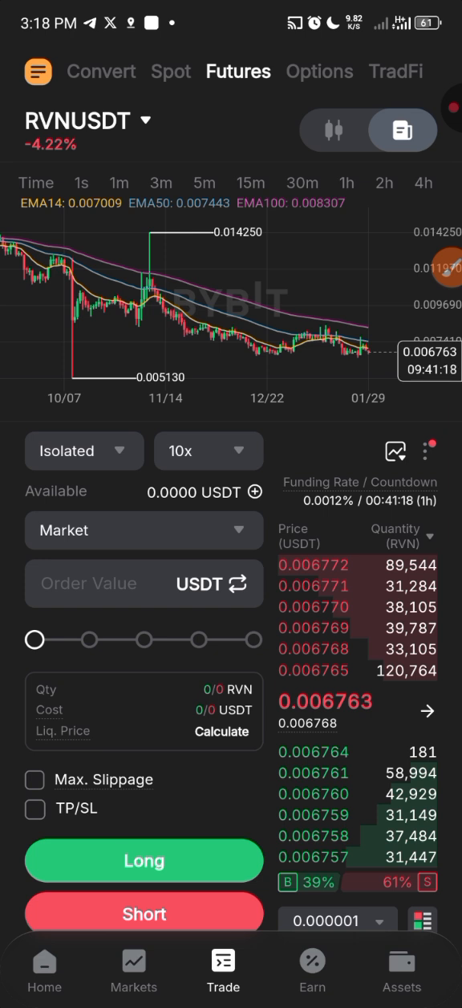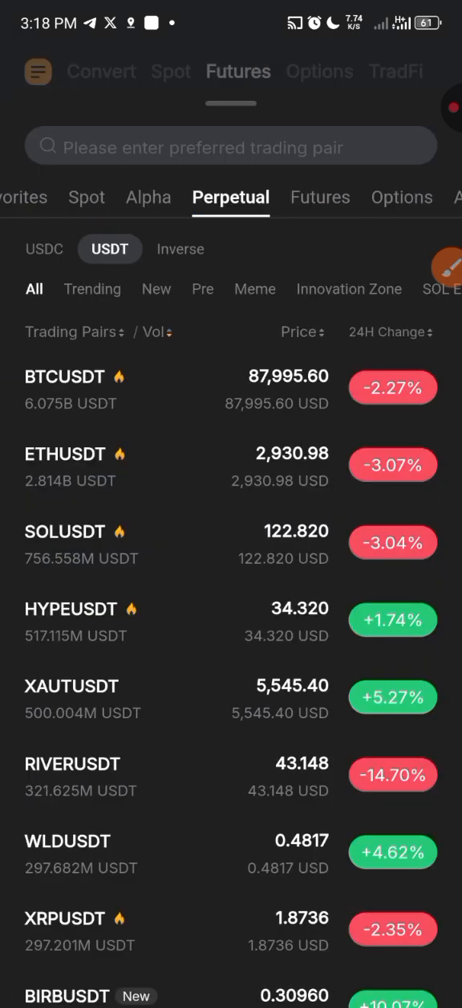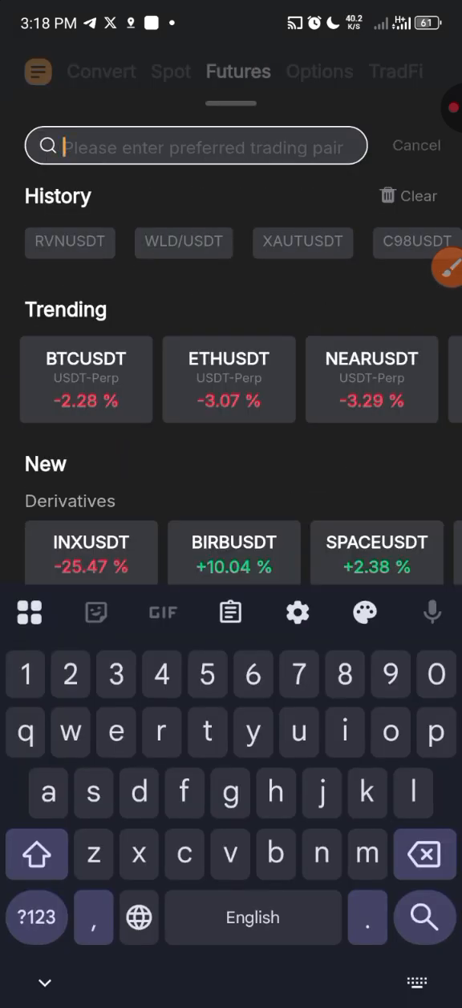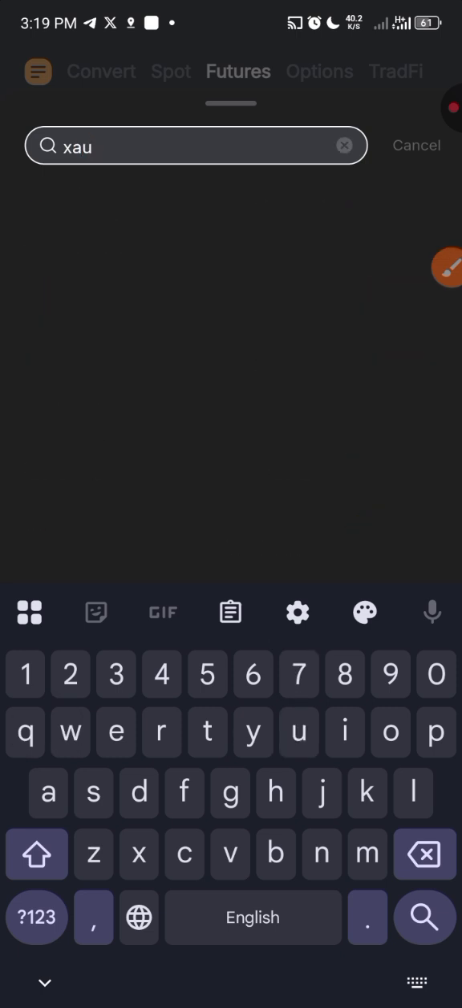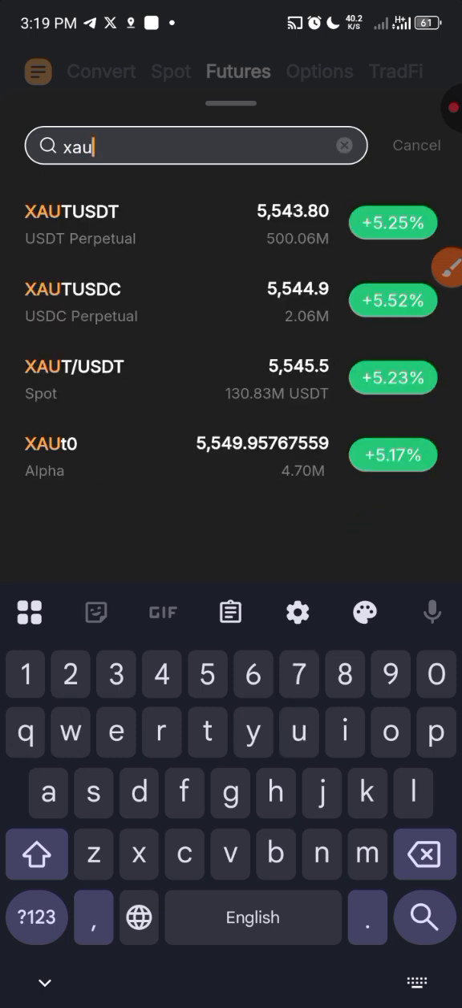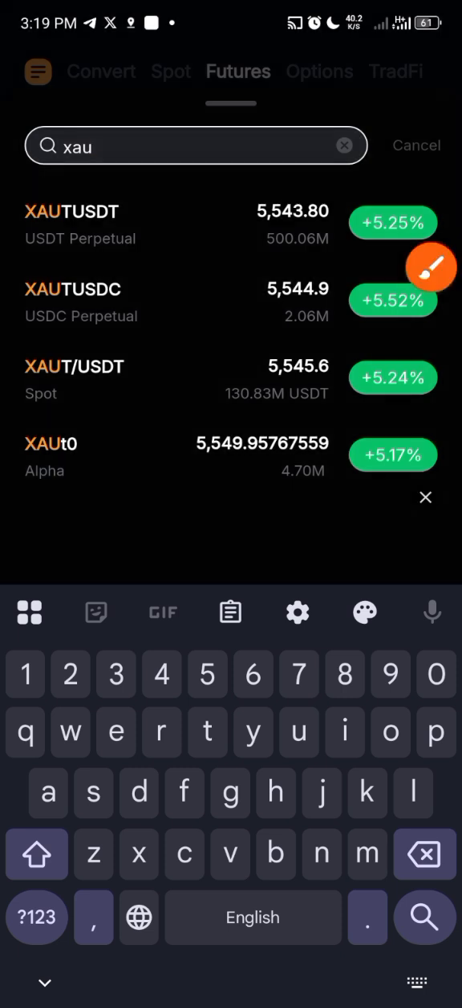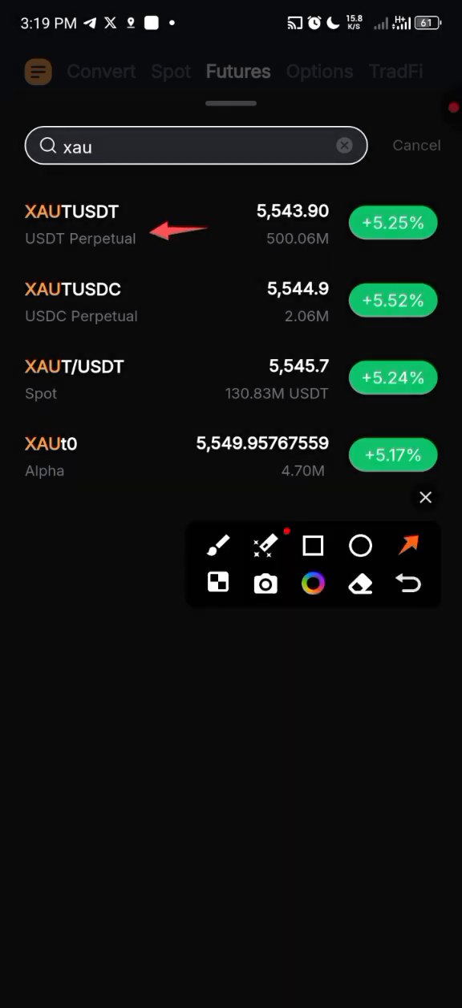There are also platforms that you can use to trade gold as if you're trading it in a futures market, just the way we trade crypto, you understand? So let me see if it's applicable also on Bybit. Let me look for gold right here, XAU. So this is it. You can see right here it is labeled perpetual. So that means it's futures. You can see this one is for USDT, this is for USDC, and this is for spot.